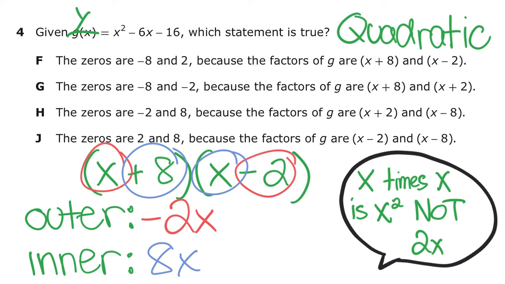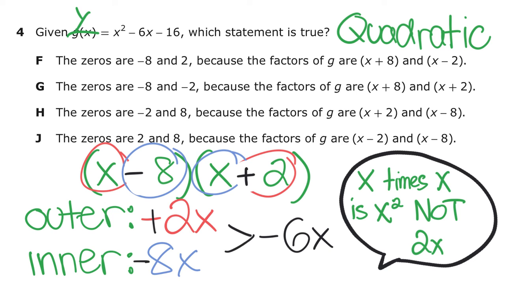When we add those together, 8x and -2x, we get +6x. That's not correct. We're looking for -6x. All we got to do is switch the signs. So let's do x minus 8 times x plus 2. When you multiply the outer terms, you get +2x. When you multiply the inner terms, you get -8x. Aha! -8x plus 2x is -6x.